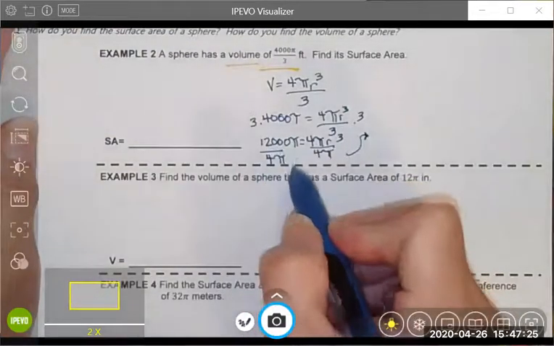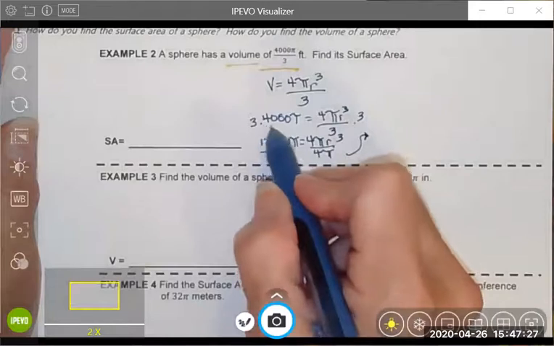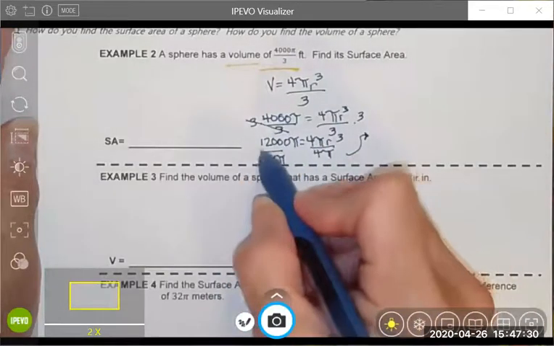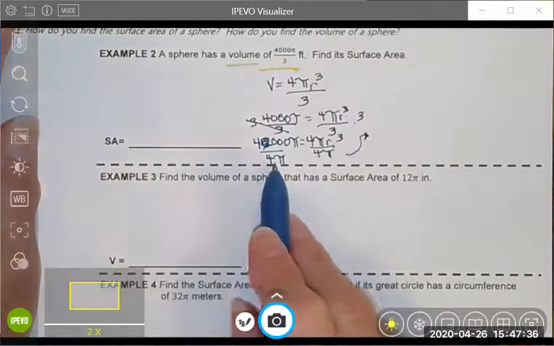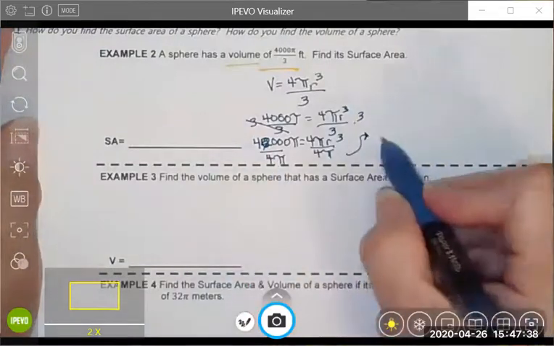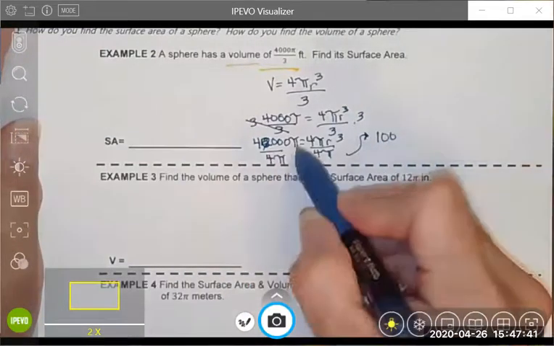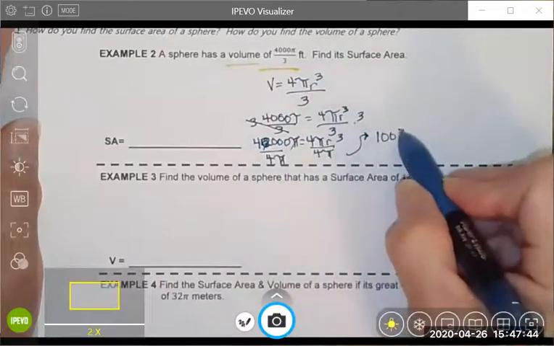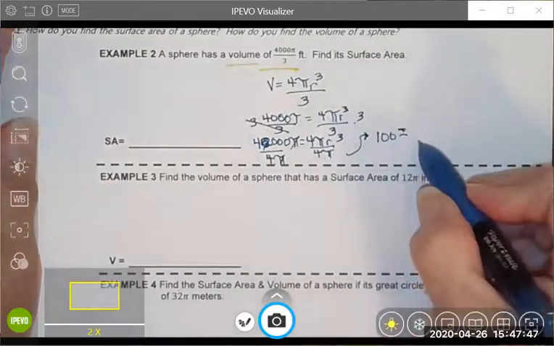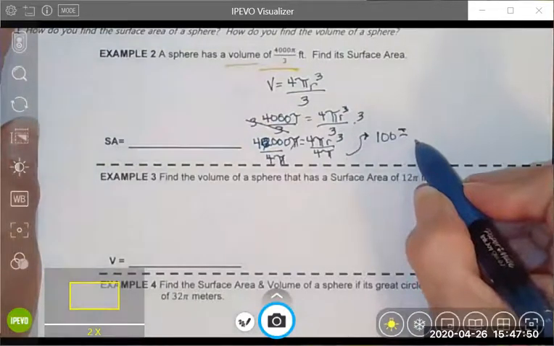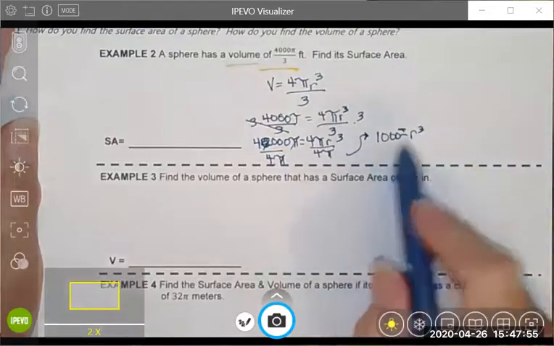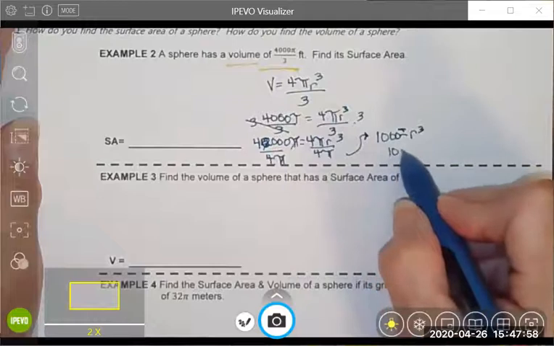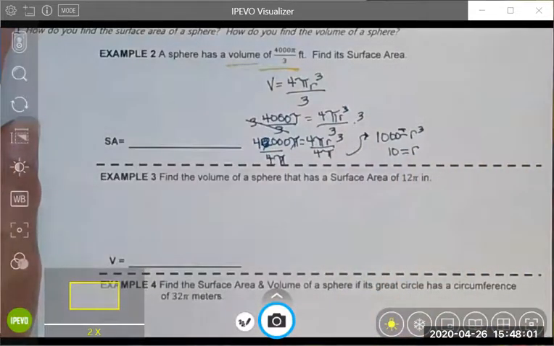When I divide both sides by 4 pi, this is not 1200 because I forgot the denominator up here. Silly me. We're going to put a 4 there and scribble that out. 4,000 divided by 4, my apologies, guys. 4,000 divided by 4 is just going to be 1,000. The pi's are going to cancel. And so I have 1,000 equals my radius cubed. And so when I simplify, I end up by taking the cube root of both sides with a radius of 10.